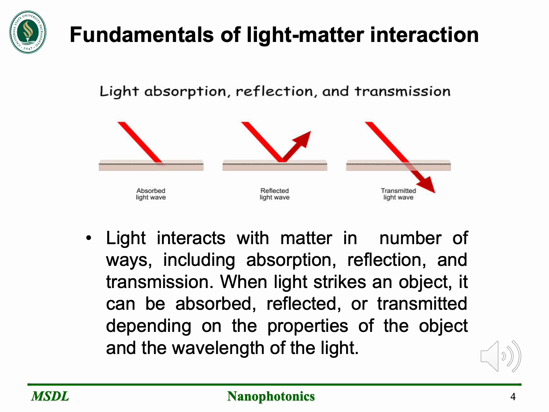The interaction of light with matter is complex and depends on a number of factors, including the property of the object, the wavelength of the light, and the angle of incidence. Understanding this interaction is critical to develop new technologies in fields such as optics, material science, and nanophotonics.